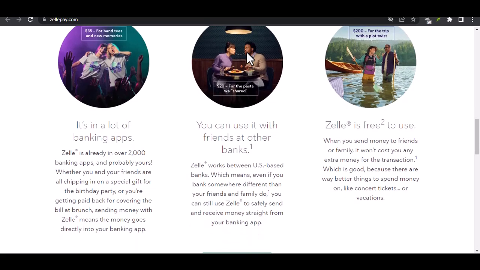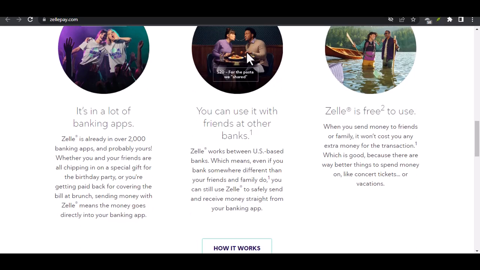Briefly summarize the key points covered in the video. Offer a final thought or opinion on the future of Zelle and mobile payments.